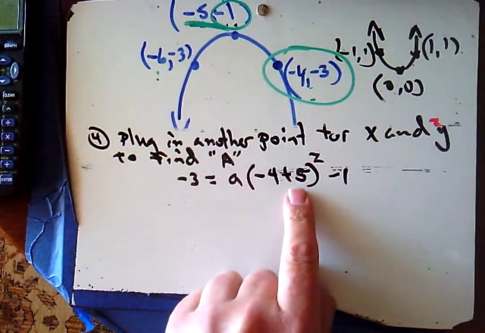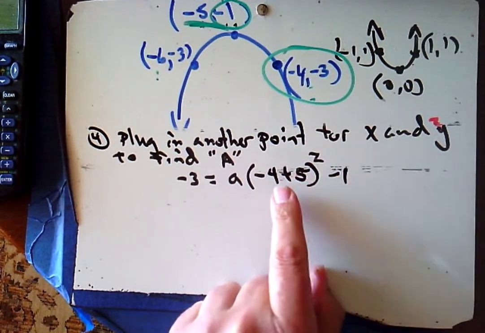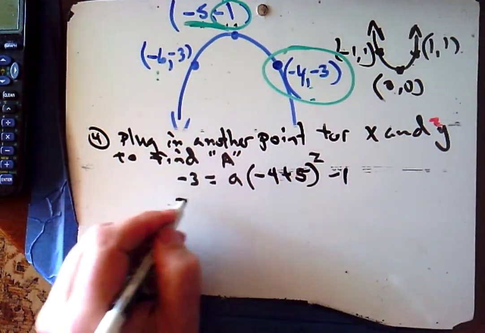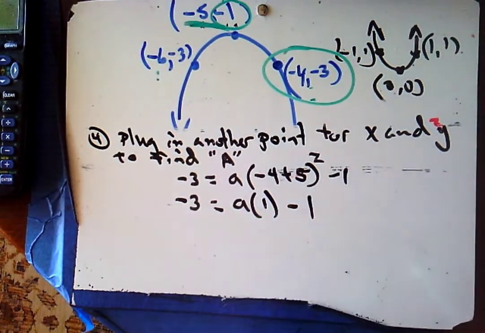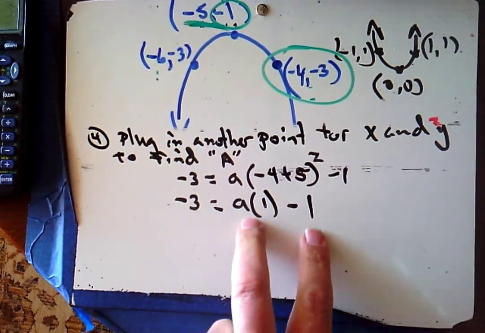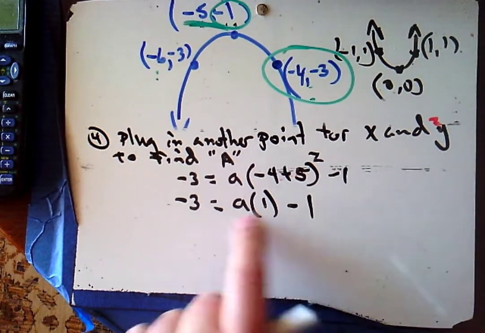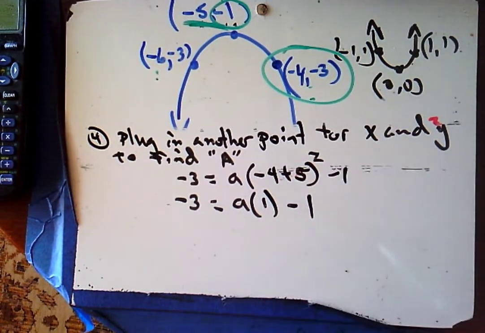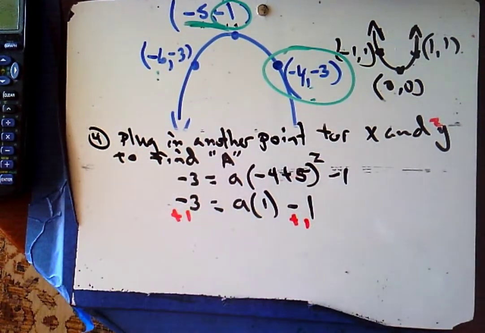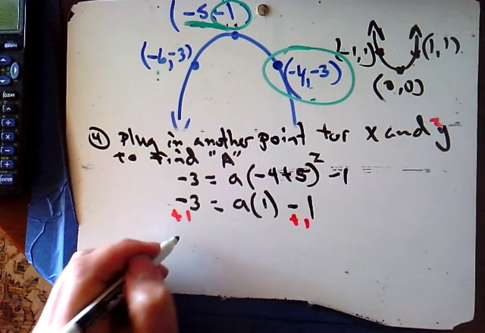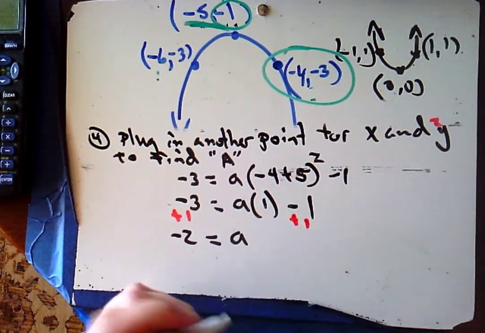I know negative 4 plus 5 is 1, and 1 squared is 1. So I have negative 3 equals a times 1 minus 1. Now, I can't subtract these because this has an a and this doesn't have an a. So don't try and do that. Instead, add 1 to both sides. So I get negative 2 equals a.